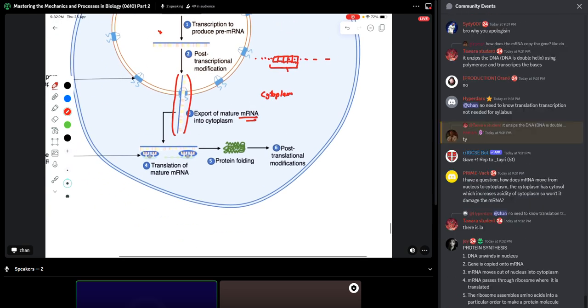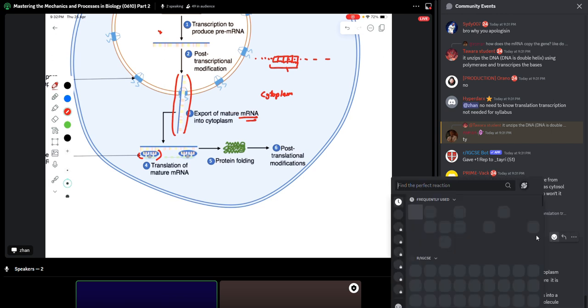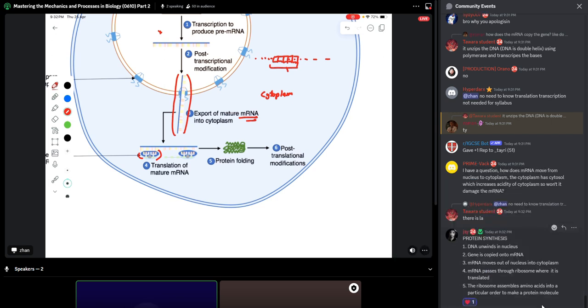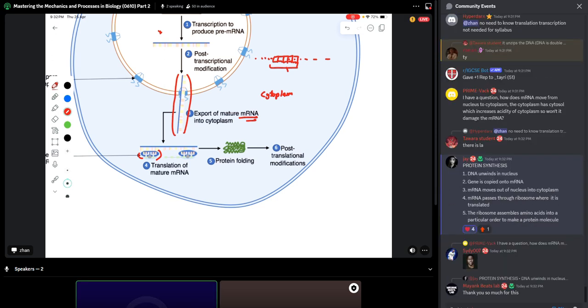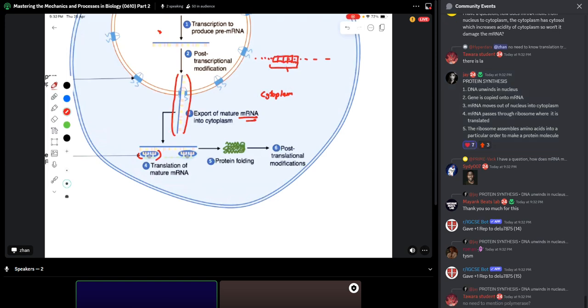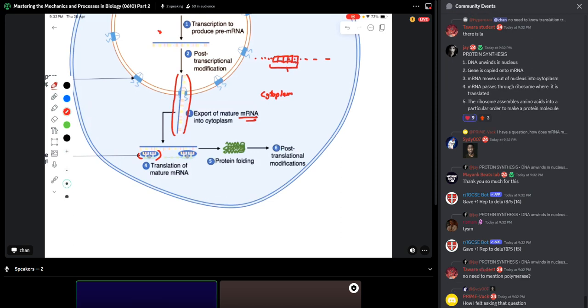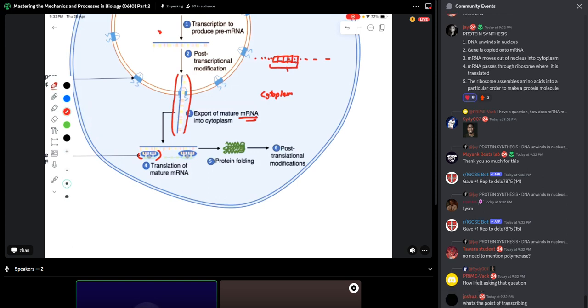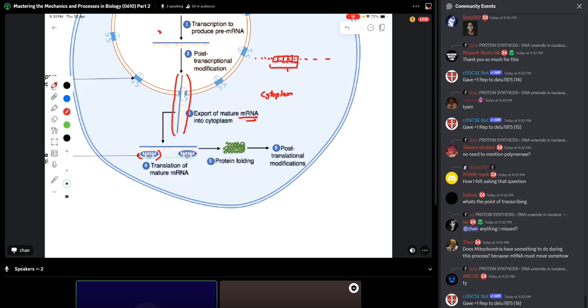Then the mRNA will travel to the ribosome. Then the ribosome will assemble all of the amino acids together to form the molecule. It all depends on the specific order of the bases that is provided from the mRNA. Does this make sense? No need to mention polymerase, this is in A levels. You do not need to mention that. Whatever I just mentioned, that's it.